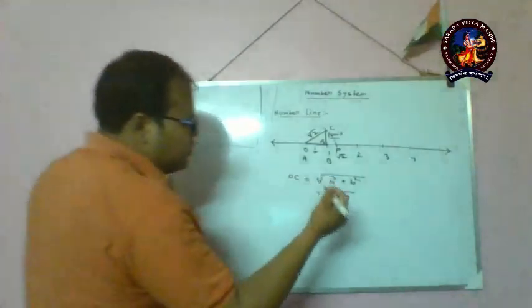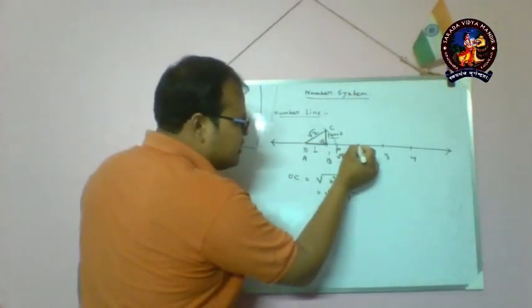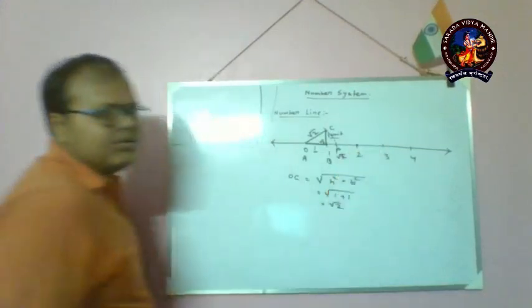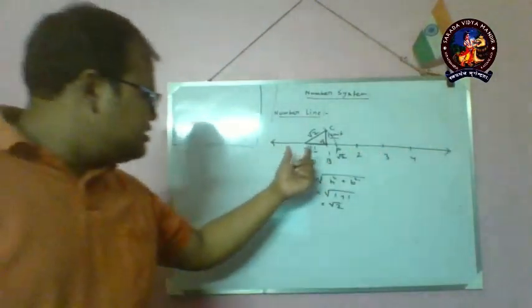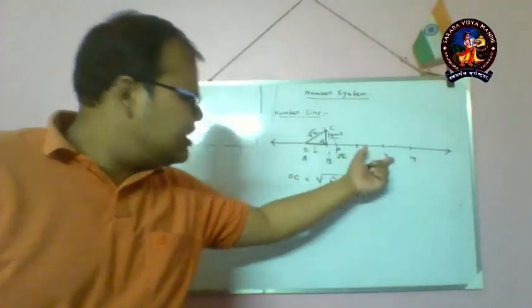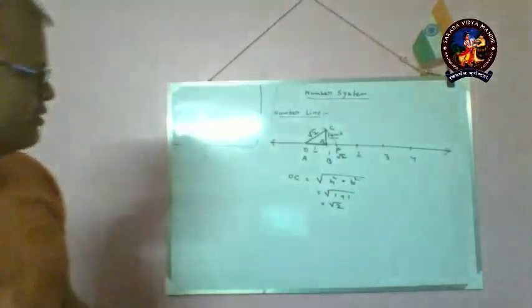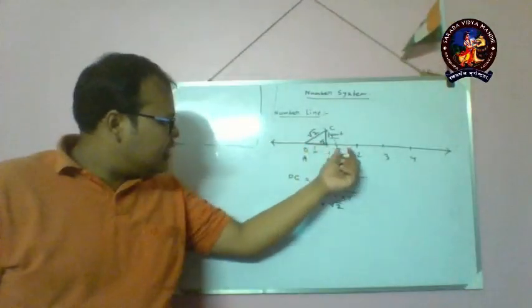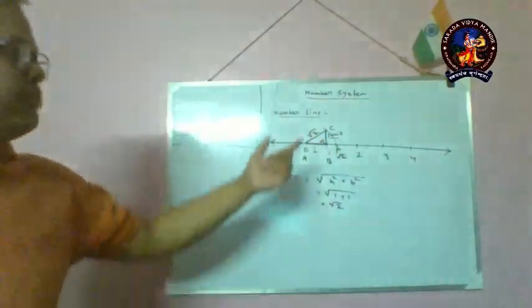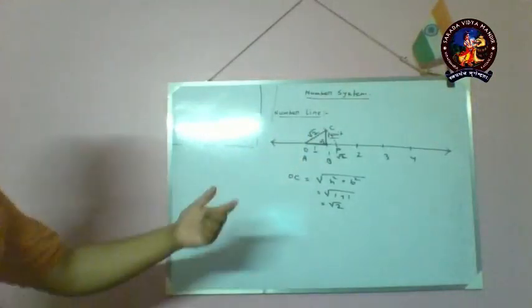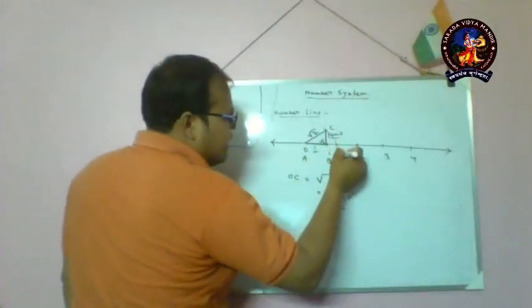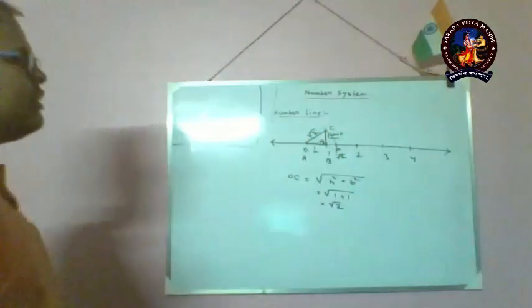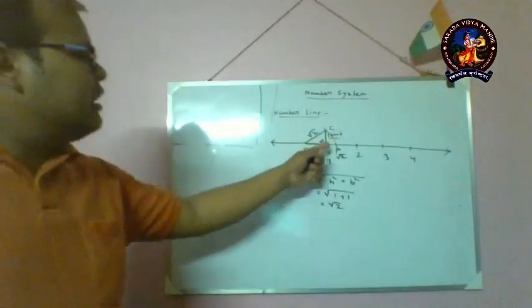As we know, the distance from 0 to 2 is 2 units. That's why the point is allocated 2. The distance between 0 and 3 is 3 units. That's why it is the point 3. So if the distance between 0 and P is root 2, P is the point root 2. Okay, this way we can plot irrational numbers on the number line.